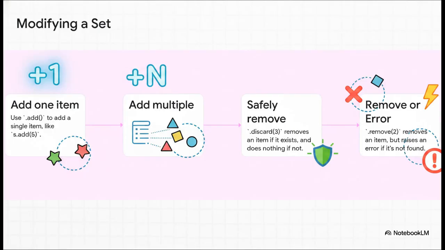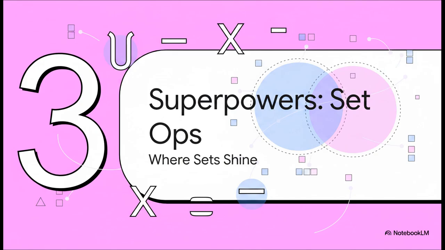Changing a set once you've made it is super easy. To pop in a single item, you use .add. If you've got a whole bunch of items to add, say from a list, you use .update. Now for taking stuff out, you've got a choice. You can use .discard, which is the safe option. If the item's there, it's gone. If not, no big deal. Or you can use .remove, which is a bit more aggressive. If the item isn't there, your program's going to crash with an error, so you got to choose the right tool for the job.